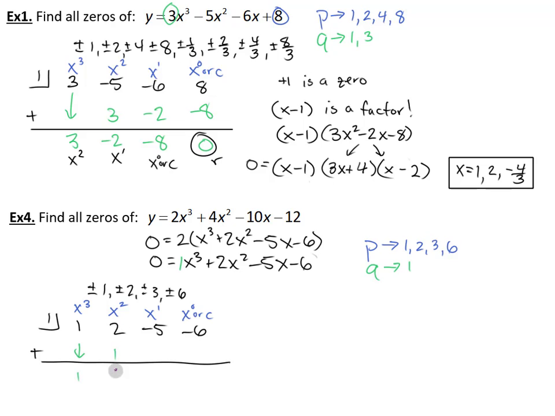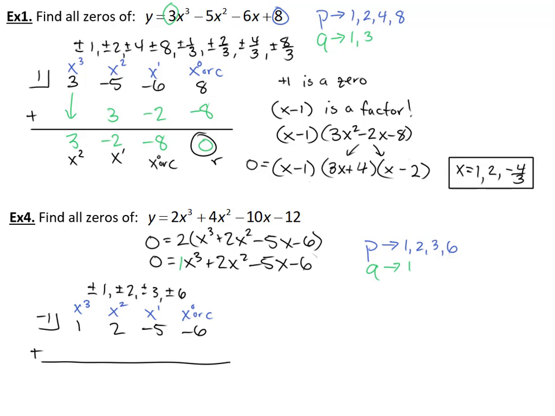1 times 1 is 1. When I add, I get 3. Times 1 is 3. Adding, I get -2. Times 1 is -2. And dang it, we don't get 0. So you know what that means? Try a different number. So we come back and we say, all right, let's try -1.